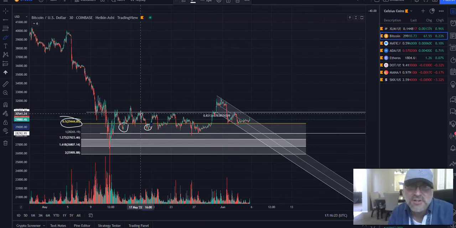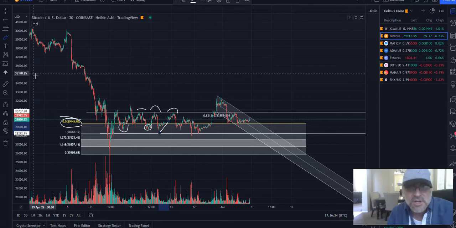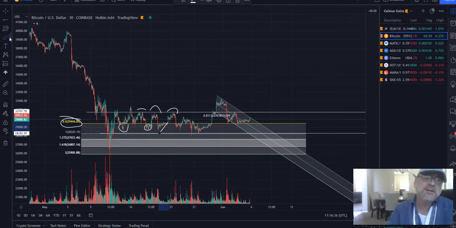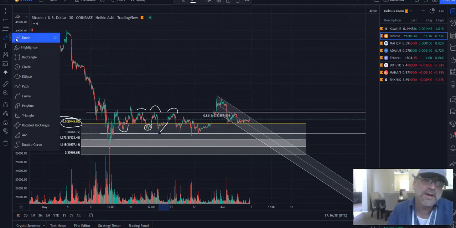Demand is failure to break trading range resistance. It's just failure to rally, failure to rally, failure to rally. It keeps making these attempts, but then it gets blocked right at resistance. And here's the big giveaway right here, guys.